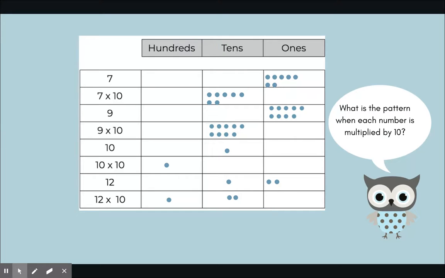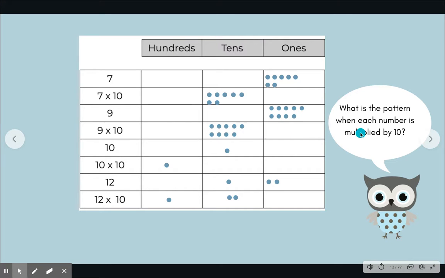Here's a way to look at it on a place value chart. So what's the pattern when each number is multiplied by 10? If you have 7, you have 7 dots in the ones place. If you multiply it by 10, these dots just move to the left into the tens place. Same thing with 9. If you have 9 ones, they move to the left into the tens place.